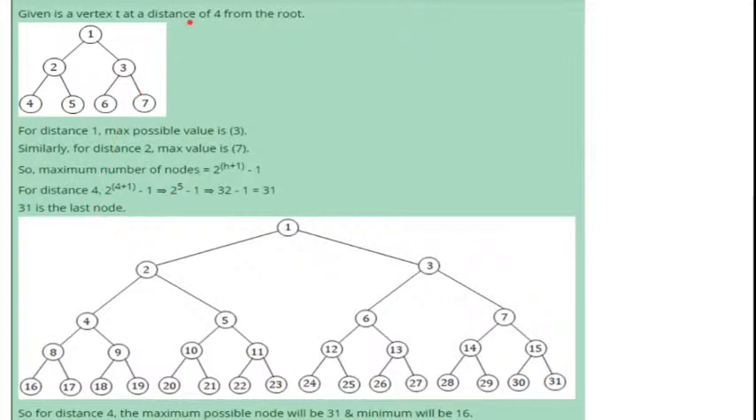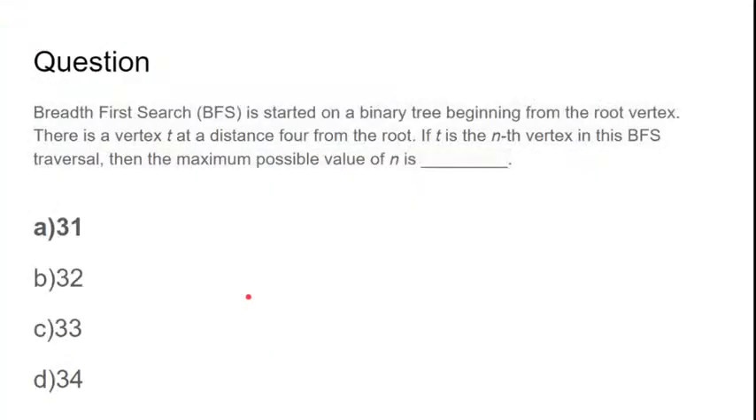So the distance is 4, right? So 2 raised to h plus 1, where h is 4, so we get 2 raised to h plus 1 minus 1. So 2 raised to 4 plus 1 means 2 raised to 5, which is 32. 32 minus 1, so that is 31. So for distance 4, the maximum possible number of nodes will be 31 and the minimum will be 16. The formula is 2 raised to h plus 1 minus 1.